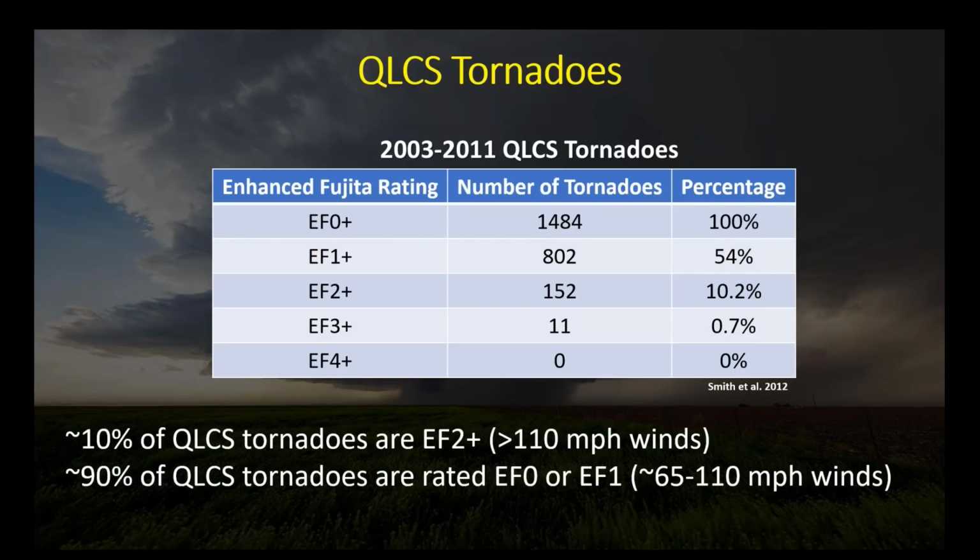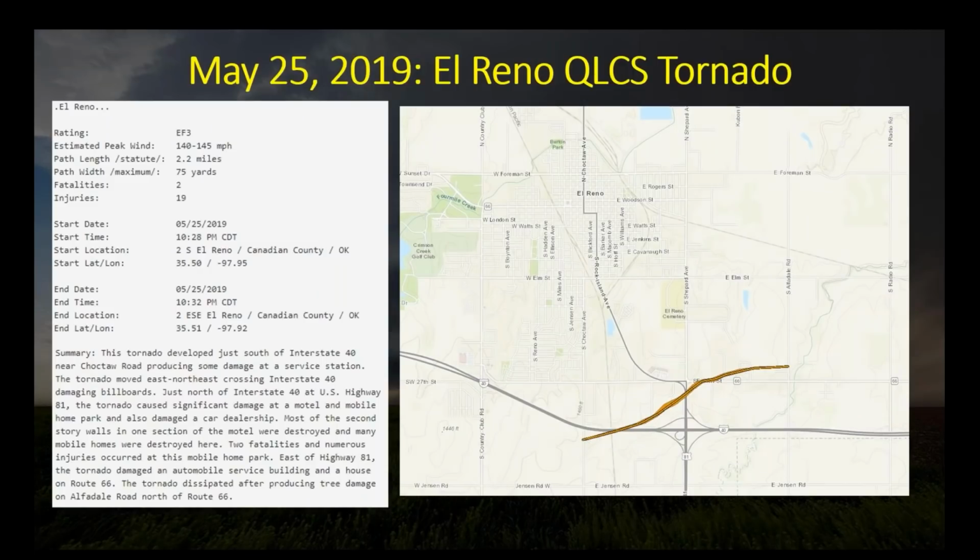Also, only about 10% of QLCS tornadoes are rated EF2 or higher. So about 90% of QLCS tornadoes are rated EF0 or EF1, which are considered relatively weak. Of course, if it hits your house, no matter what the rating, it is significant to you. In addition, it's important to take them seriously, as some can be significant.